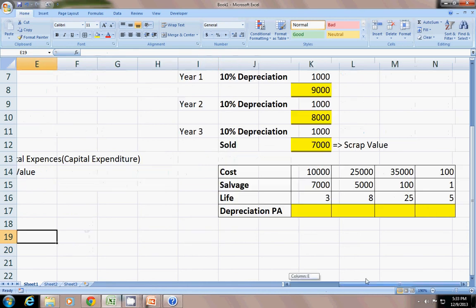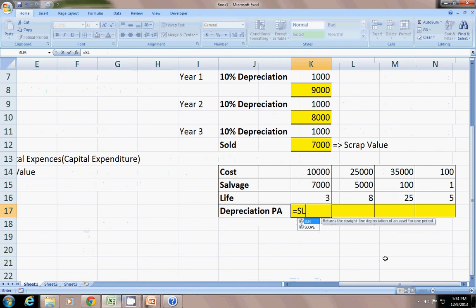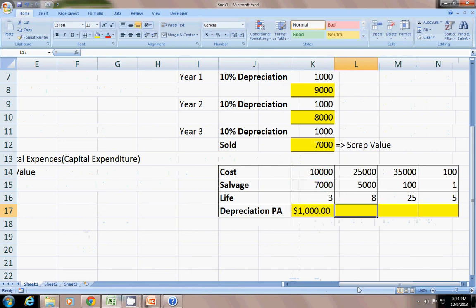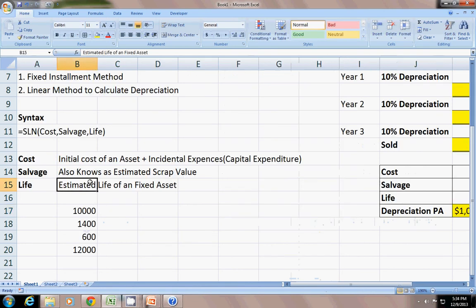Okay. So here is how to calculate the straight line depreciation. Depreciation per annum is calculated by the function known as SLN: equals SLN, tab, cost. What is the cost of the asset is this, comma, the salvage of the asset, or the estimated scrap value of that asset is this, and the life of the asset is this. Life is always the estimated life of an asset, and salvage is also known as estimated scrap value.